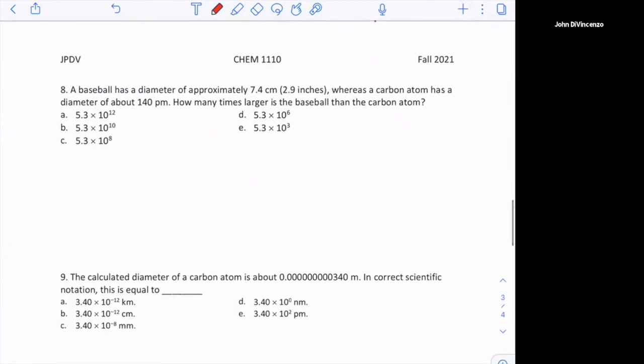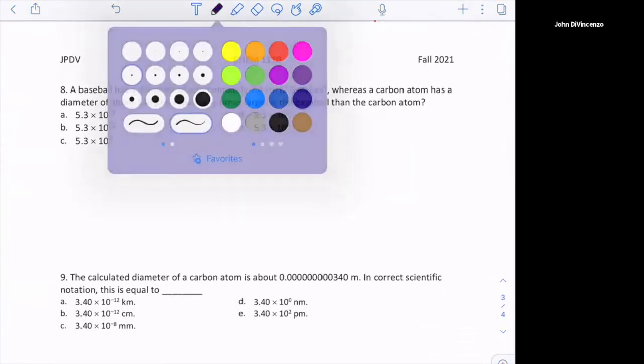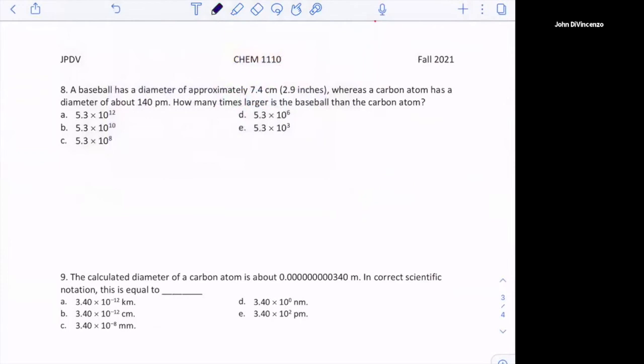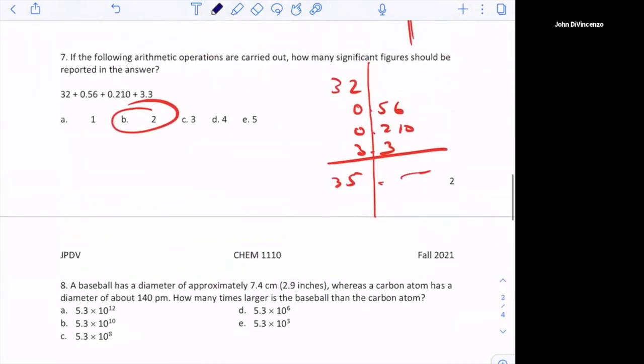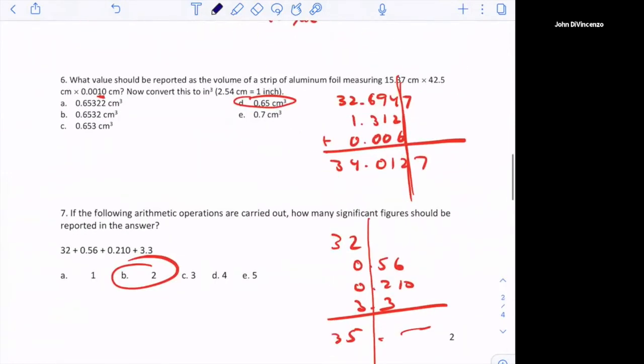I'm a baseball fan, so let's do a baseball calculation. A baseball has a diameter of 7.4 centimeters. Oh, wait, we never finished that one where we're supposed to convert to cubic centimeters. Here it is. Let's do this.